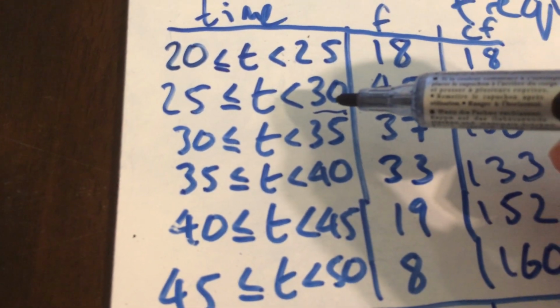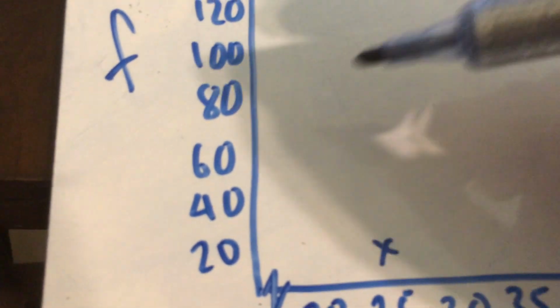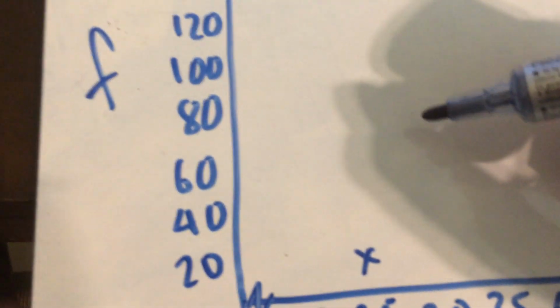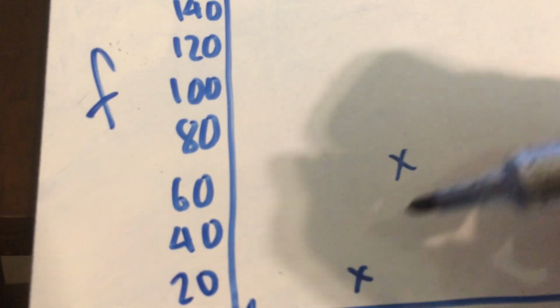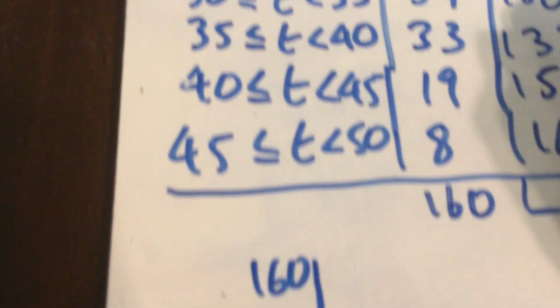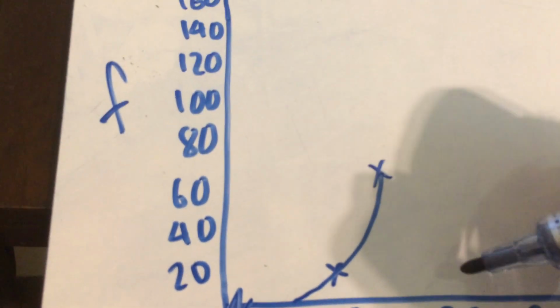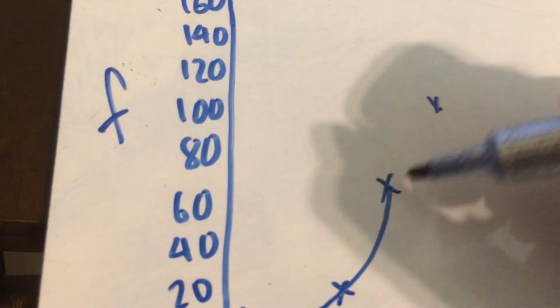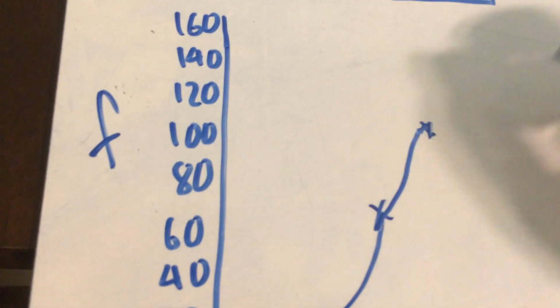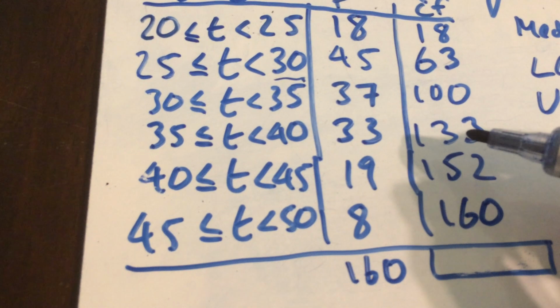Then after 30 minutes, we have all 63, because we know by 30 minutes, 63 will have finished it. So we plot at the end of the time interval. After 35, 100. So at the end of that time interval, we have 100. We should get this kind of sigmoid S shape. It would be more accurate if I wasn't just sketching.